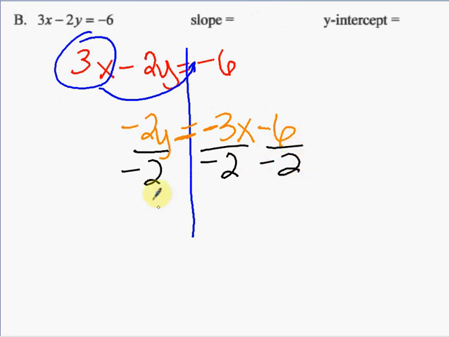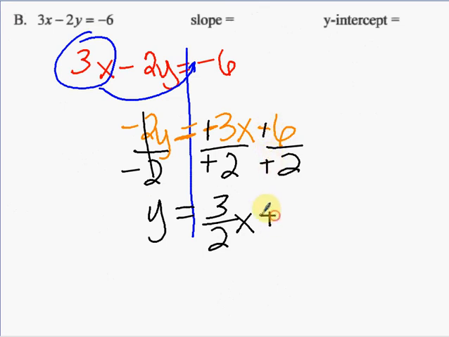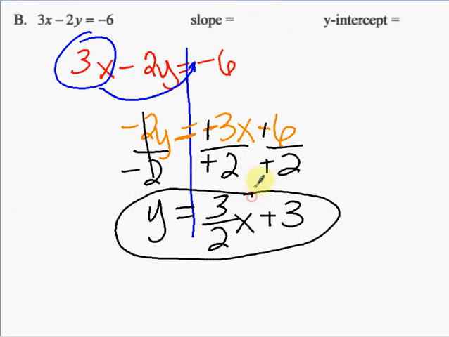And that should leave us with y equal to, alright, well, what's a negative over a negative? That's a positive 3 over 2x. We can't reduce 3 over 2, so we leave it like that. And we have a negative over a negative again, which is a positive. In this case, we can make that 3. So our slope is 3 over 2. It's in front of the x. And our y-intercept is 3 because it's our other number that we have.